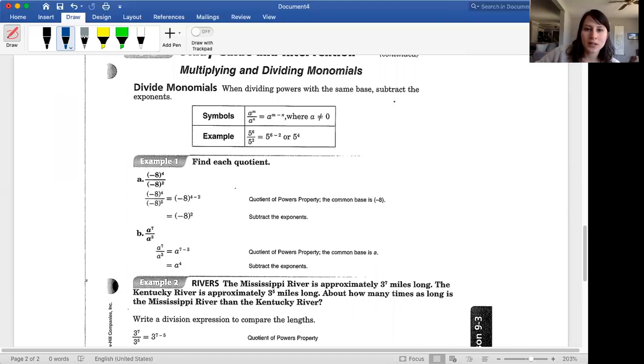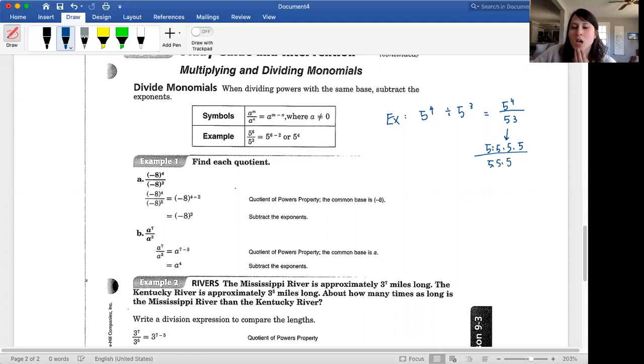So let's talk about our division here. Let's say I have 5 to the 4th power divided by 5 to the 3rd power. Okay, so if I wanted to write this as a fraction, I could write this as 5 to the 4th over 5 to the 3rd. Now, if I wanted to expand this out, what I would have is 5 times 5 times 5 times 5, 4 times, and 5 times 5 times 5, 3 times.